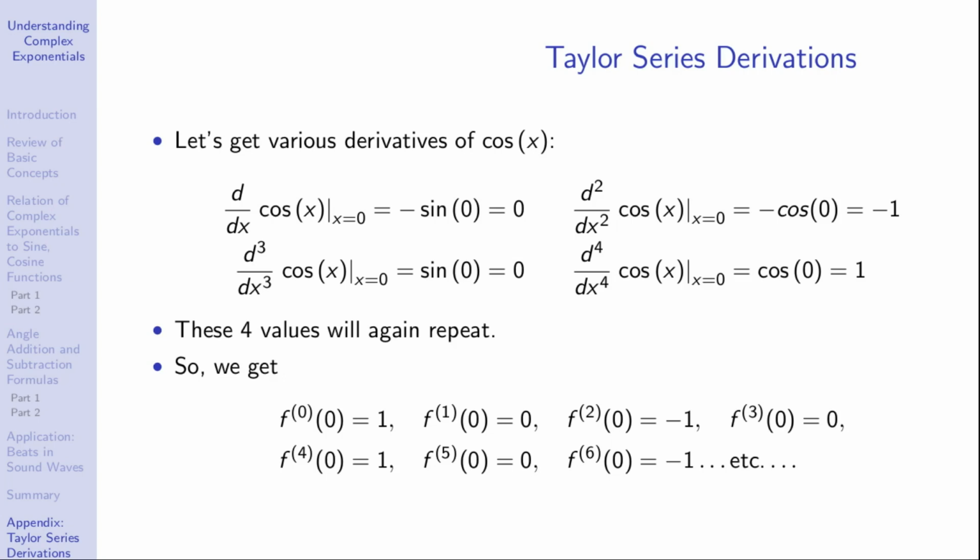Just like before, these four values will repeat. So we get that the 0th derivative of f, evaluated at 0, is 1. The first derivative is 0. The second derivative is minus 1. The third derivative is 0. The fourth is 1. The fifth is 0. The sixth is minus 1, etc.